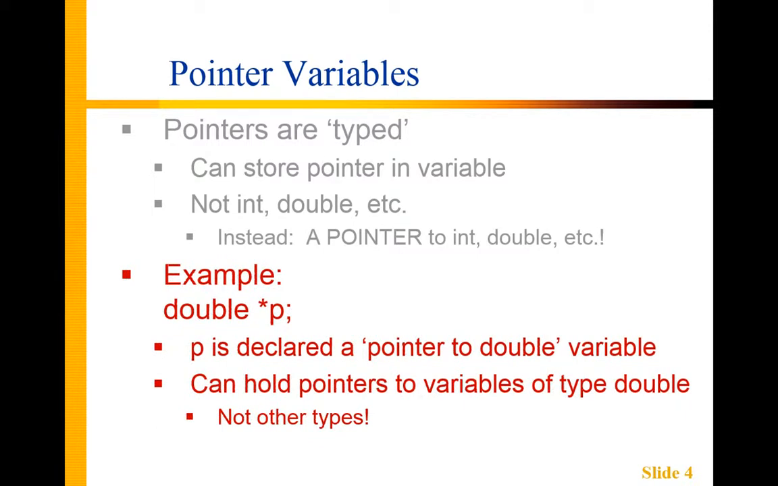So how would you declare a pointer? In this case we have double, then we have an asterisk and a p. The p is the pointer, and the asterisk tells us that this is a pointer we're declaring, and the type we can store at whatever this pointer is going to point to is going to be double. So p is declared a pointer to a double variable. So you can only hold pointers to a variable of type double, no other types.